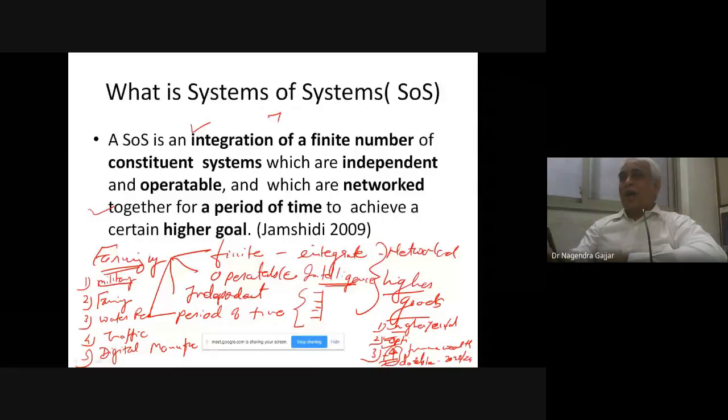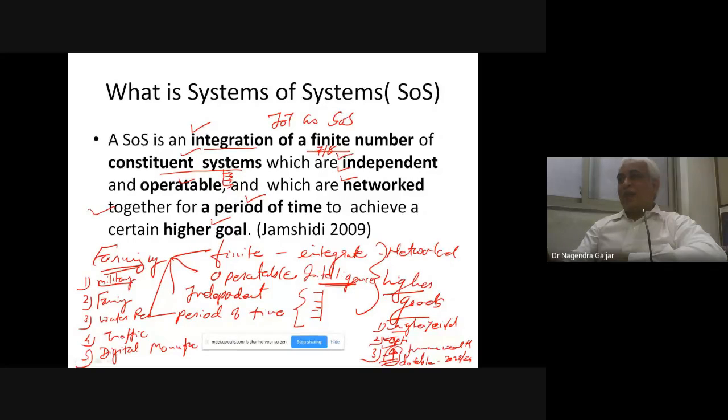systems. So for my IoT as SoS, I will have, you say that within my system, I have 7 or 8 independently operable constituent systems which are networked together for a period of time to achieve a higher goal. So for each of them, you should give an answer that I have 7 or 8 systems. I've integrated them in such a way that they are constituent systems. So what are the constituents? What are the expected outcomes or objectives of those systems? We should narrate it out.